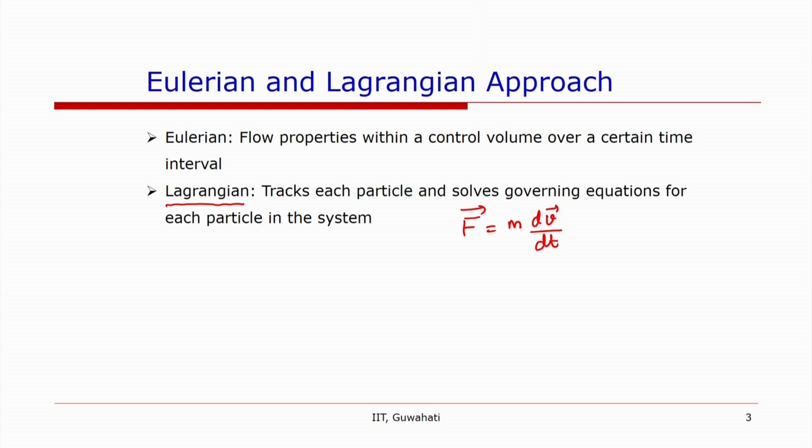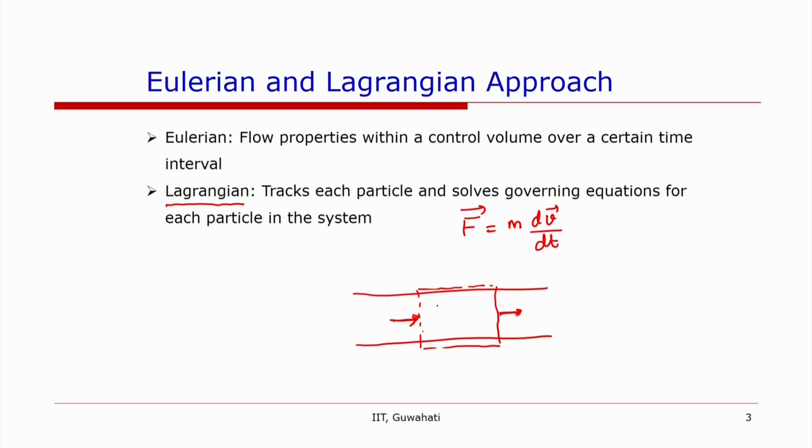So this is what we call the Lagrangian approach. Another approach is the Eulerian approach. In the Eulerian approach, one considers a control volume and looks at the flow that is coming into the control volume and going out of the control volume. So in the Eulerian approach we are concerned with the flow that is there in the control volume. The fluid comes in, the fluid goes out, and the fluid is there in the control volume.